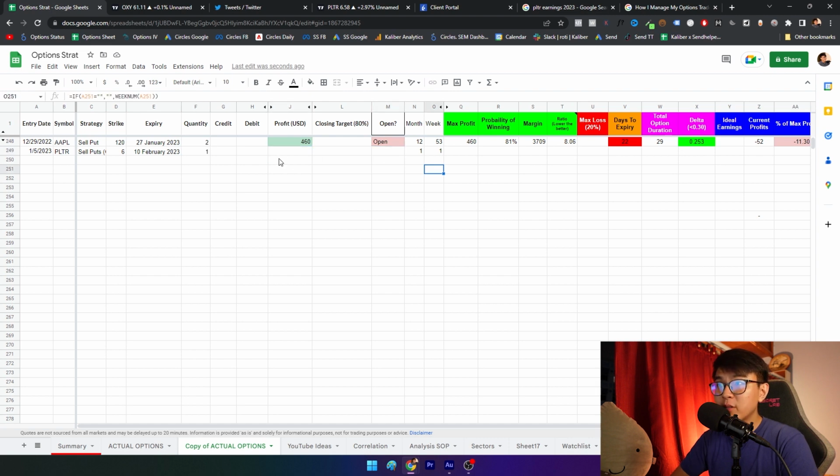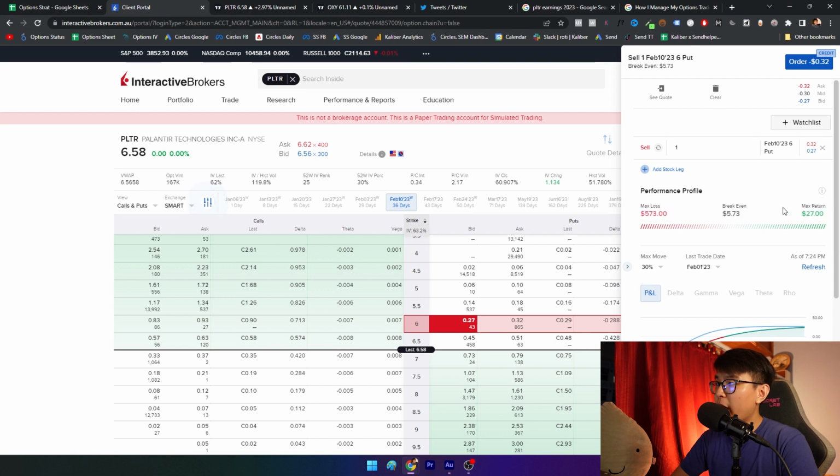There are all these other metrics and I will then run through them accordingly. This is where there's more information over here, where they'll tell you on this trade, there's a max return of $27. The break-even price for it would be $5.73. The maximum amount of money you can lose is $573. I'll explain in layman terms why accordingly. But first steps first, I want to know how much I will earn when selling this put option.